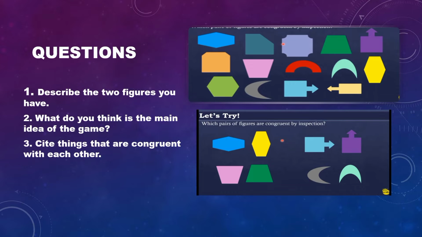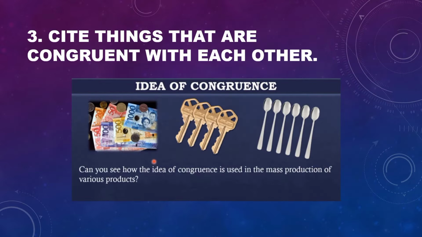Yes, the figures are identical in form. They match or agree almost exactly or have a close similarity. There are many structures in our surroundings with the same size and shape. We should appreciate them. We should realize their importance. Things that are congruent are paper bills, coins of the same denomination, original and duplicate keys, CD tapes, and many more. Congruence is used in the mass production of various products.